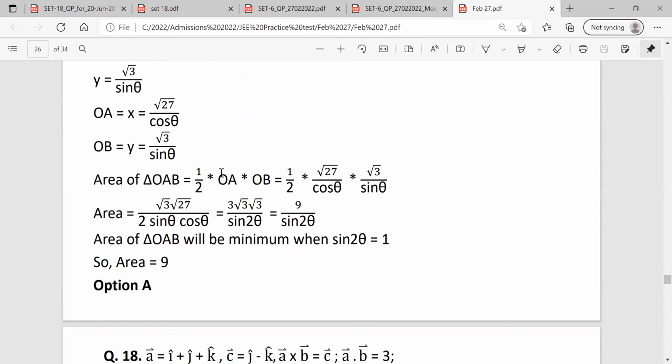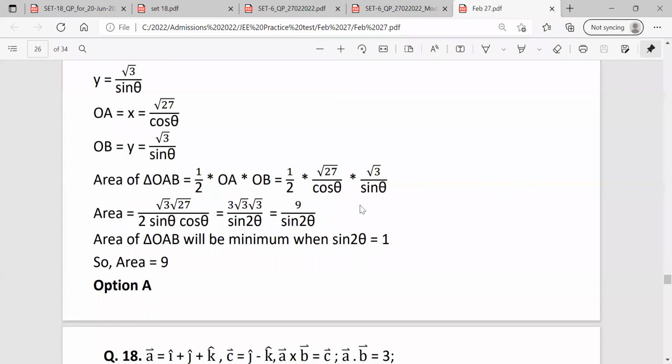So what will be half base into height? Half into x, which is OA, root 27 by cos theta, and y is OB, which is root 3 by sin theta. So we can rewrite this as root 3 multiplied by root 27 divided by 2 cos theta sin theta. What is 2 cos theta sin theta? It's sin 2 theta. I can write root 27 as 3 root 3. So it's 3 root 3 times root 3, so we have 9 by sin 2 theta.